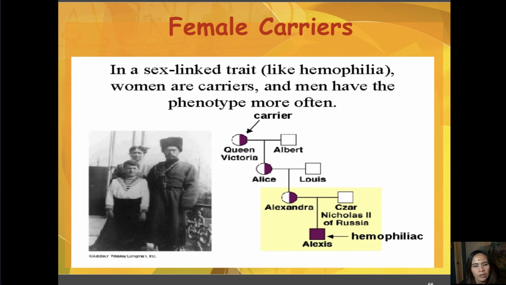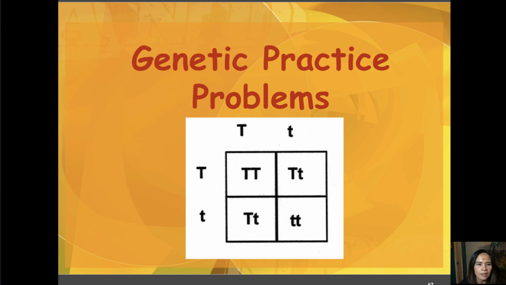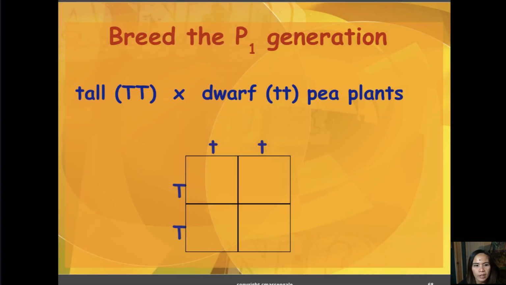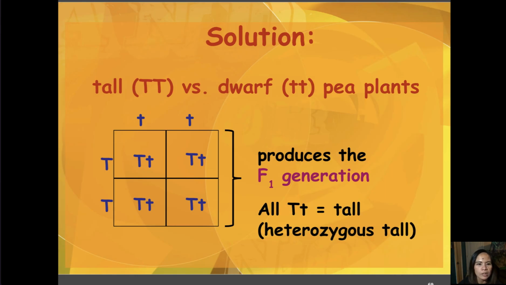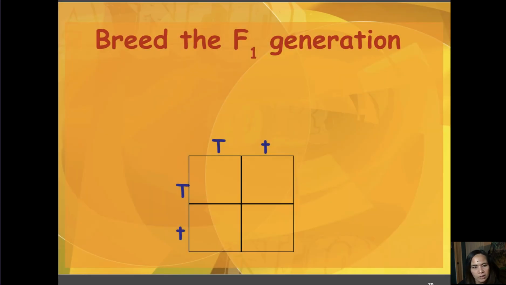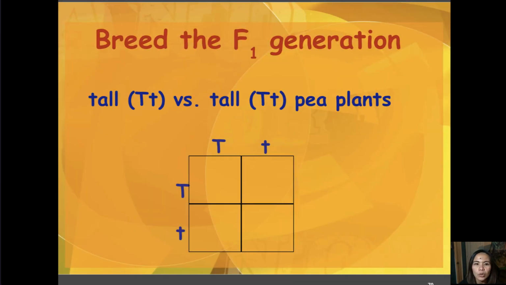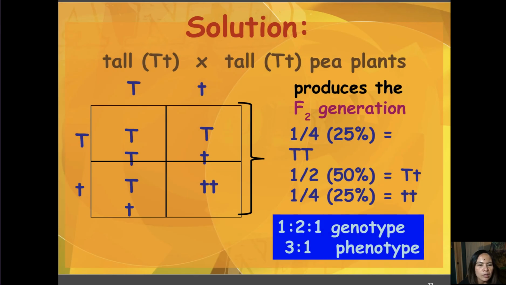Another example of a sex-linked trait is hemophilia. Women are carriers of this genetic trait, and men have the phenotype more often than females. Females are carriers; normally hemophiliacs are men. Now here are some more Punnett square examples. If I have a purebred tall and dwarf pea plants, it produces an F1 generation, and all are heterozygous. Now if we breed the two heterozygous plants, as you can see here, 25% will be pure, 50% will be heterozygous, and 25% is your recessive trait.